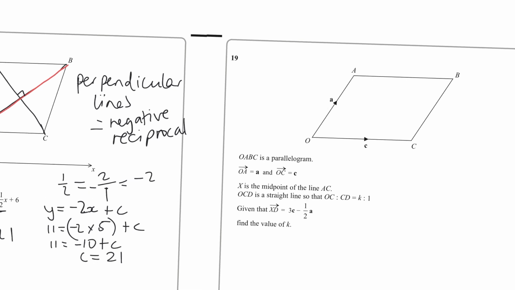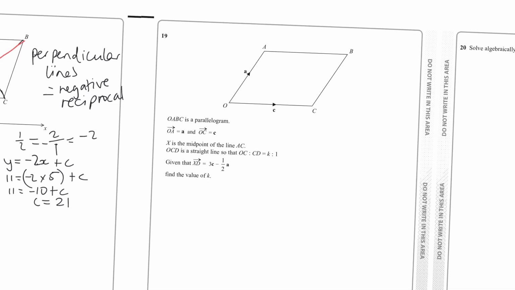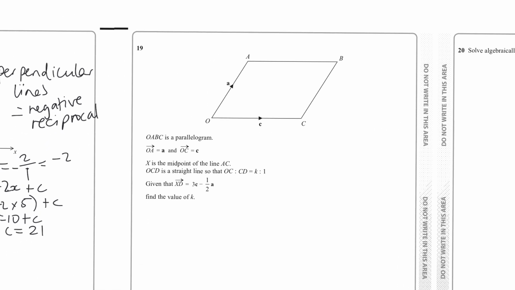So, moving on to question 19, guys, we are nearly at the end. Oh my gosh. This question is all to do with vectors. Remember, vectors are quite interesting because they are basically either horizontal or vertical lines, never diagonal lines. What I mean by that is, where it says O to A, it means going from O to A is A.